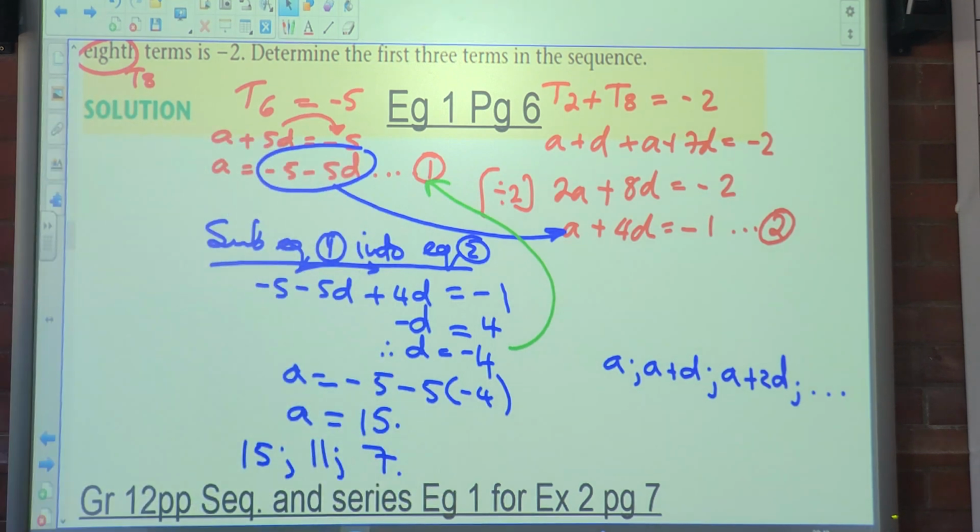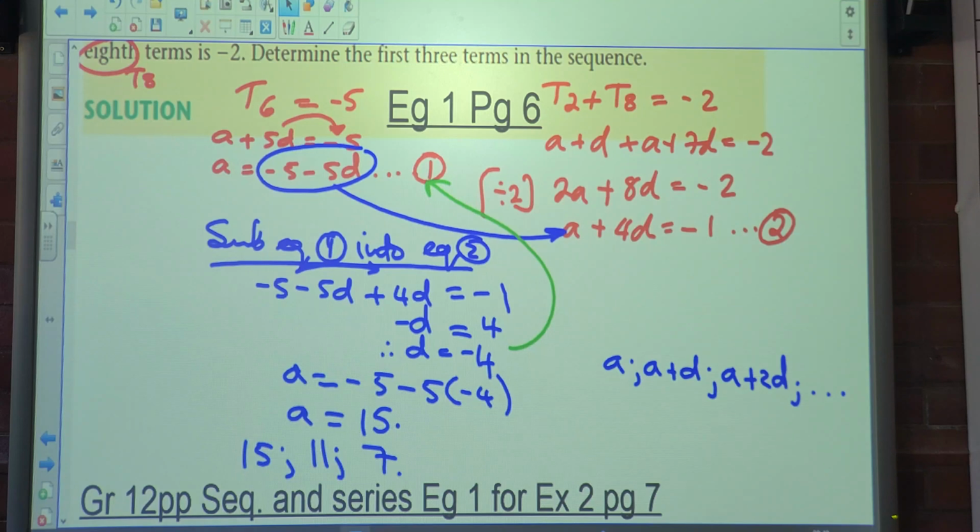Alright, any confusion? So with that, you should be able to do exercise 2 on page 7. Alright.